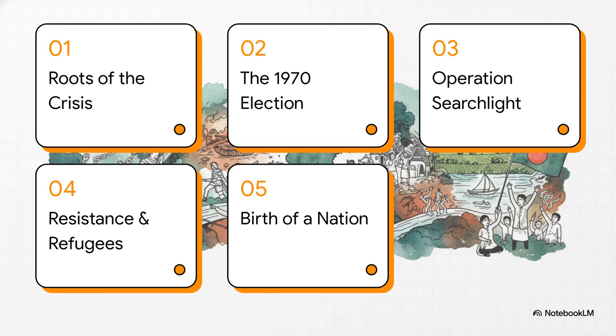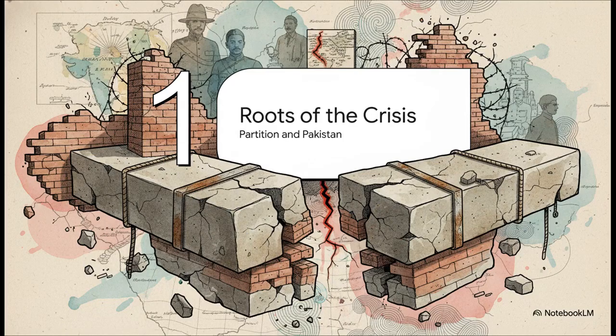Here's our quick game plan for today. First, we'll look at the roots of the crisis. Then, we'll cover the pivotal 1970 election, moving into Operation Searchlight, the resulting resistance and refugees, and finally, the birth of a nation. Okay, let's jump right into part one, the roots of the crisis.